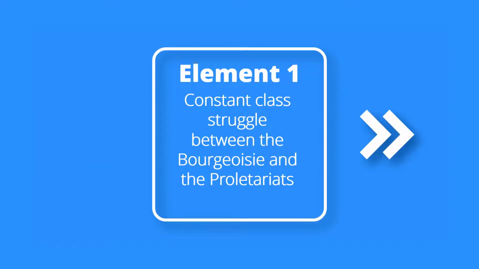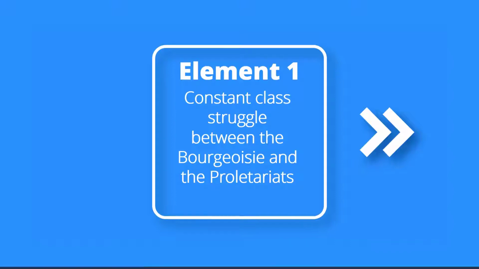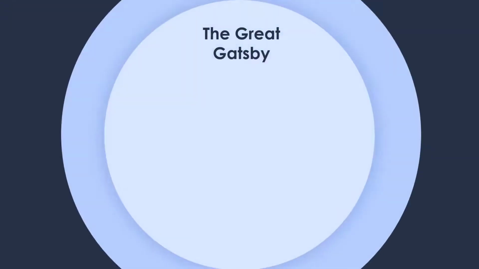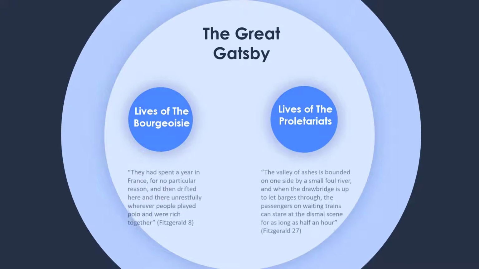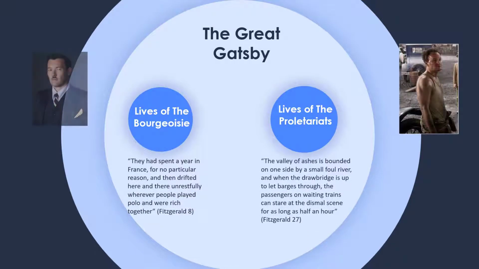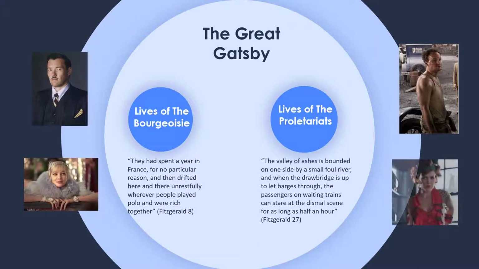Element 1. The constant class struggle between the bourgeoisie and the proletariats. In the novel The Great Gatsby, this endless class struggle is explored by focusing on how the rich upper-class characters live, such as Tom and Daisy Buchanan, versus how the poorer working-class characters, such as George Wilson and Myrtle, live.